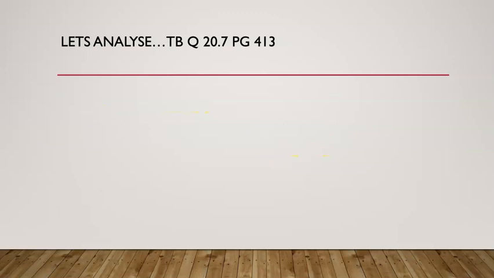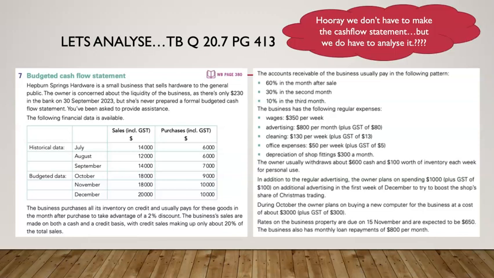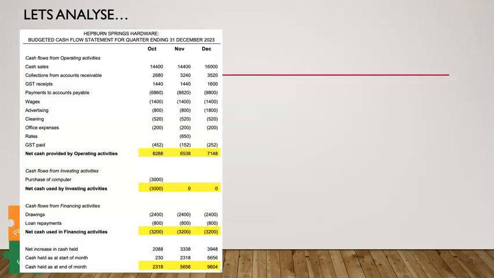So let's try and do this. In this question, in a normal study design, we would have been asked to make a cash flow statement using this information. We don't have to do that, but we do have to analyze it. So using this information, I can create a cash flow statement that would look like this. Pause it and have a look at it. Is this a good or bad outcome as a budget for Hepburn Springs Hardware?